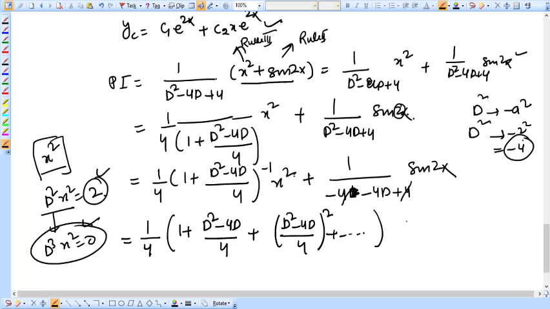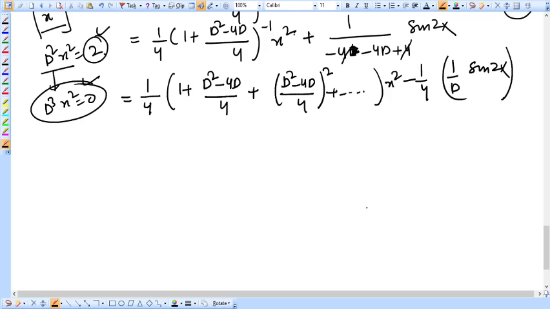So minus, here, what is there? x square plus 1 over minus 4d sine 2x. So if you write this, you can write this taking minus outside, okay, and you will be left with this thing. So we know this 1 by d means integration. So in next step we would be integrating sine 2x with respect to x.